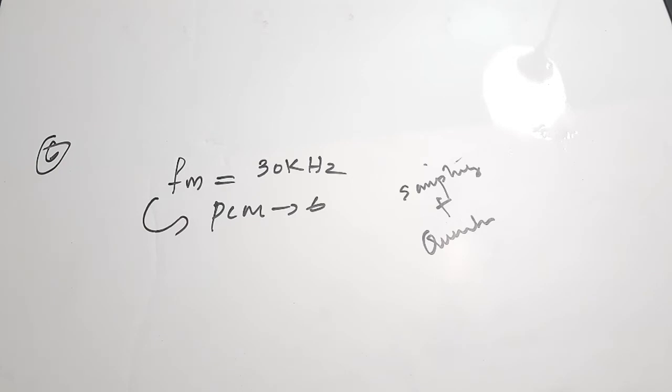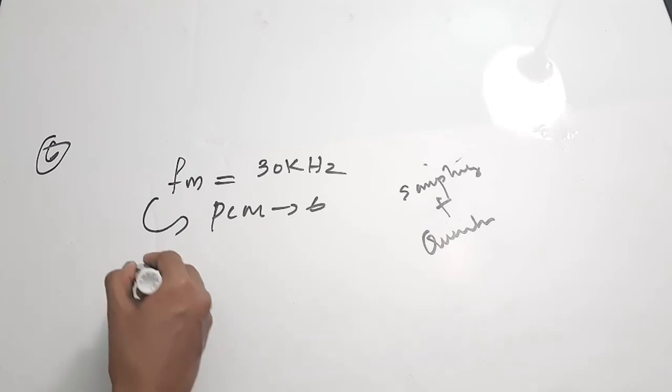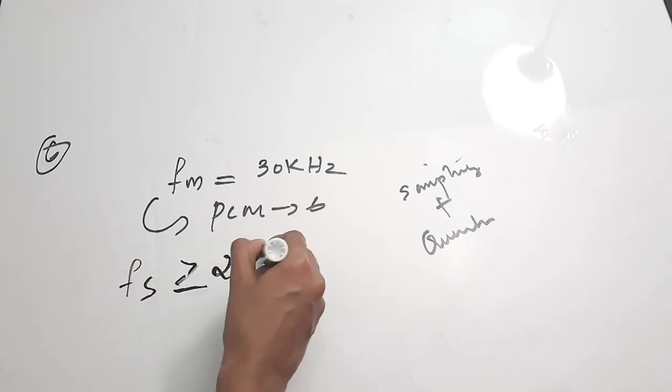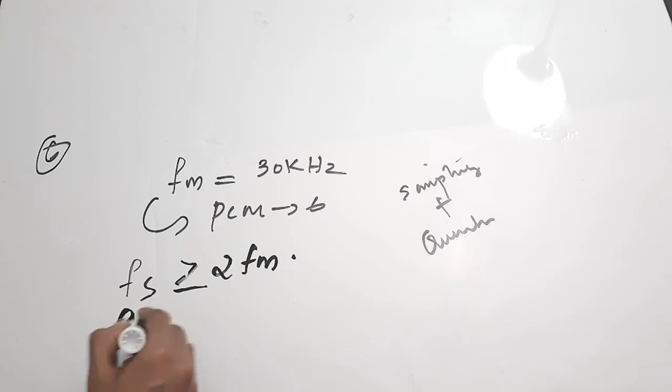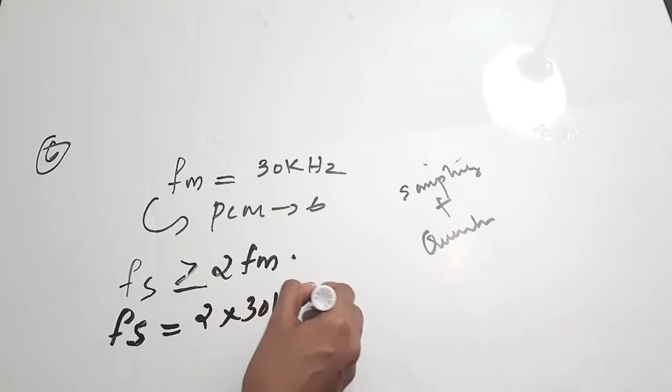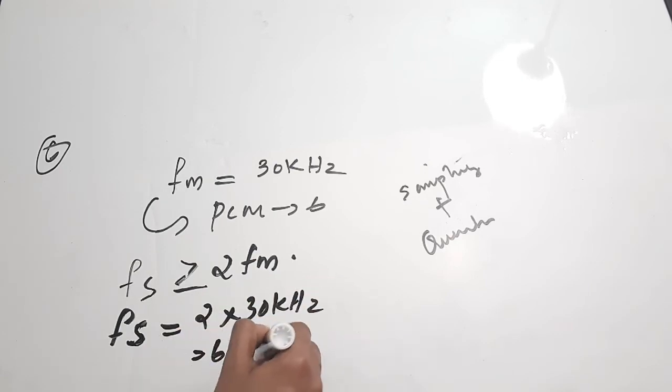Now, while sampling, we have to follow one thing which is called Nyquist criteria. According to Nyquist criteria, the sampling rate Fs should be greater than or equal to 2 Fm. So, what will be Fs here? We will take it equal to 2 into 30 kilohertz, which is equal to 60 kilohertz, the rate at which your signal is sampled. Now, next step is to quantize the signal, right?